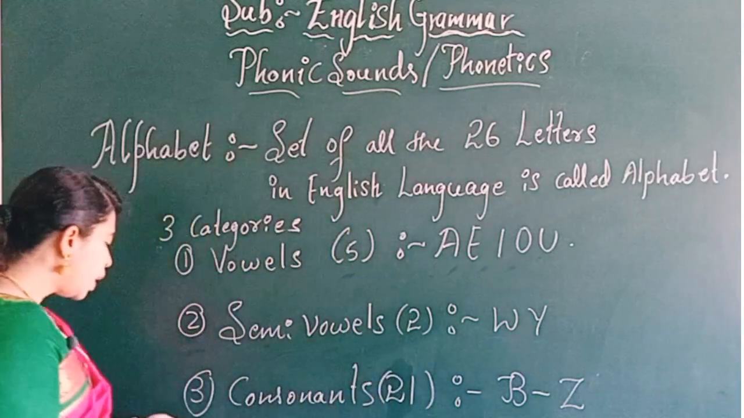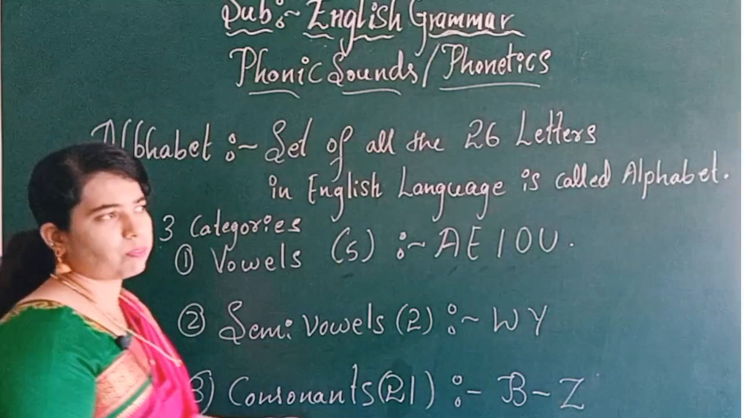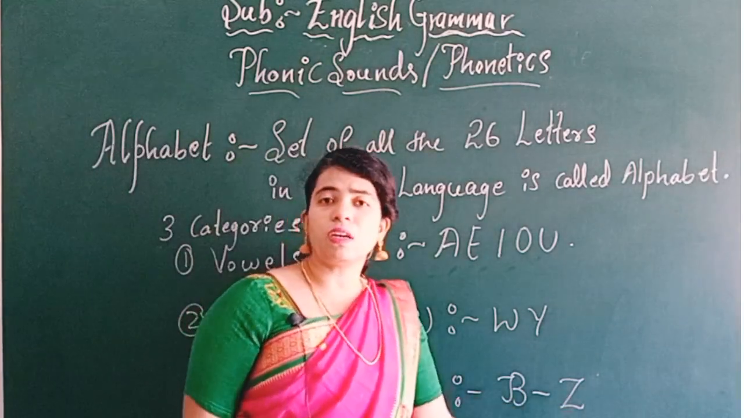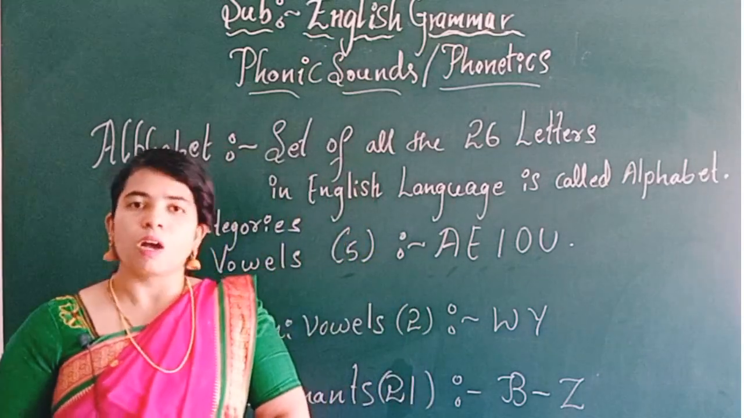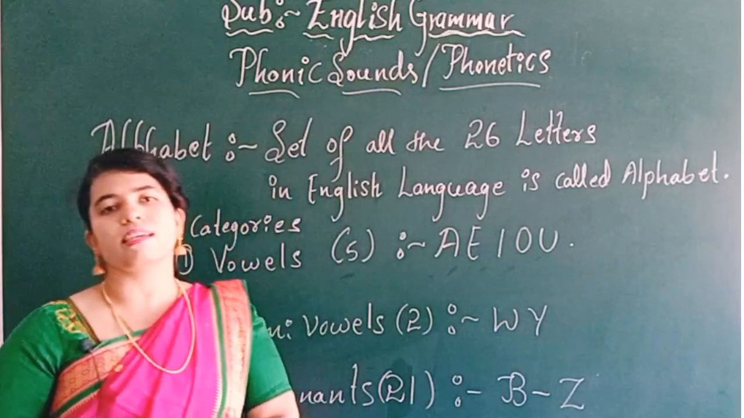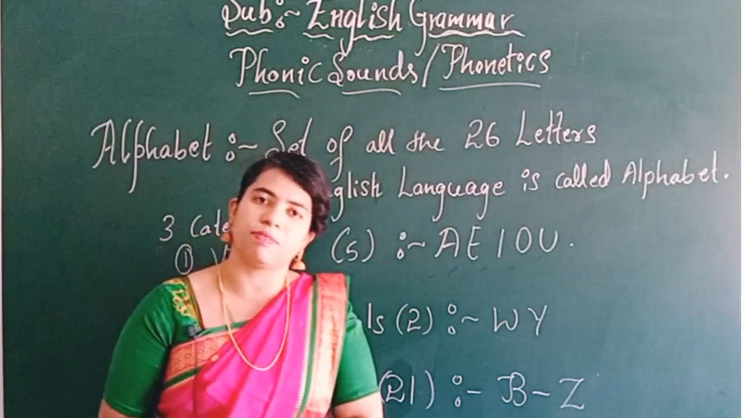Coming to the third one, consonants. We all know how many consonants? 21 consonants are there, B to Z, all the 21 consonants. Totally there are 26 letters in the English language, my dear friends.